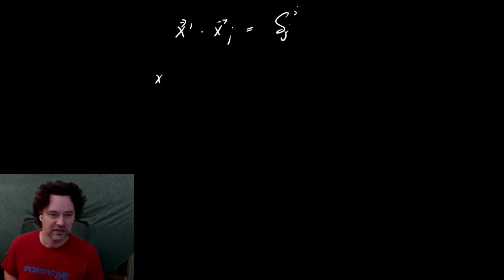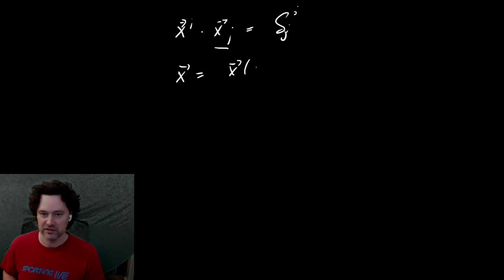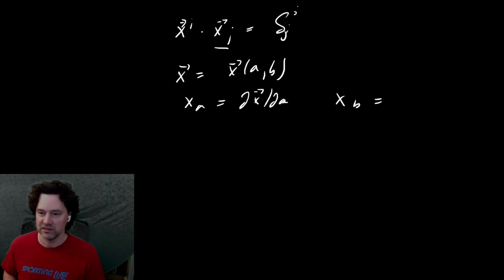So our problem is defined: x^i dotted with x_j is delta_ij. And we know that our x^i is in the span of our basis. Let's look at a two variable case specifically to start with. So let's say that we're looking at x equals x of a, b, and we have x_a is dx/da, and x_b is dx/db.